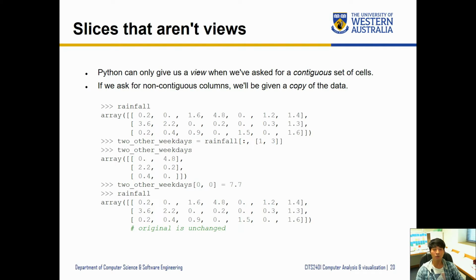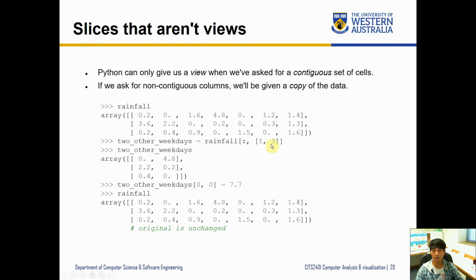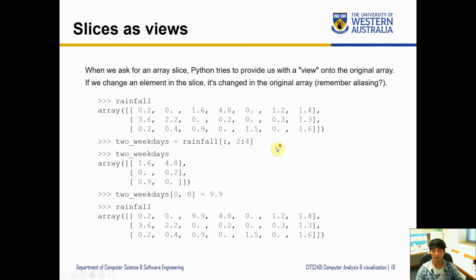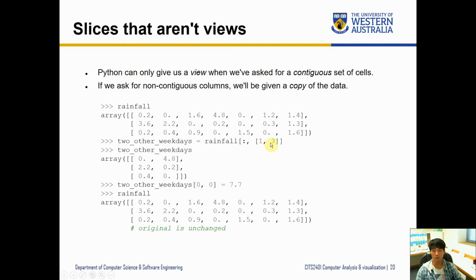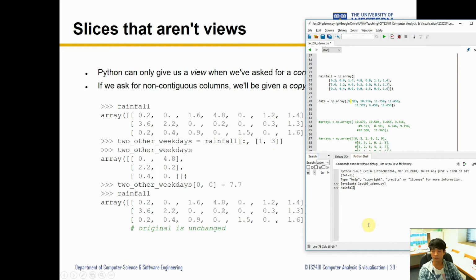Python can only give us a view when we've asked for a continuous set of cells. If we ask for non-continuous columns, we'll get a copy of the data. So that's what we're trying to do here. Here it was columns 2 to 3, but instead of 2 to 4, I'm going to ask for 1 and 3. So let's rerun this, reload. Okay, rainfall. And then 2 other weekdays equals rainfall column 1, 3.